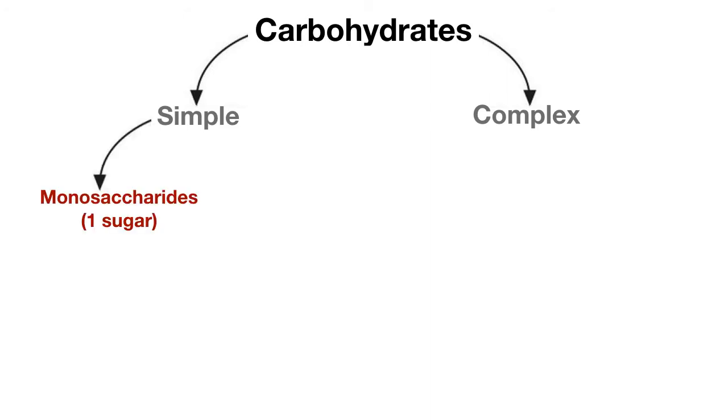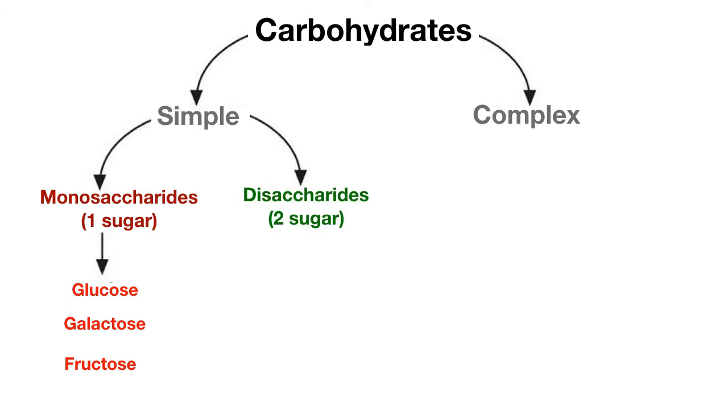Carbohydrates are broadly classified into two subgroups, simple and complex carbohydrates. The simple carbohydrates include two groups. The first is the monosaccharides, which consist of one sugar molecule. The name implies that because the prefix mono means one and saccharides means sugar in Latin. Now, monosaccharides include sugars like glucose, galactose, and fructose. The other simple carbohydrate are the disaccharides, which consist of two sugar molecules bonded together since di means two. Examples of disaccharides include maltose, lactose, and sucrose.